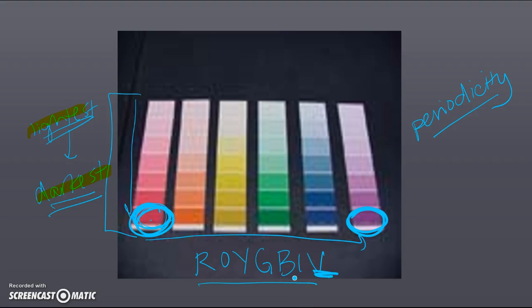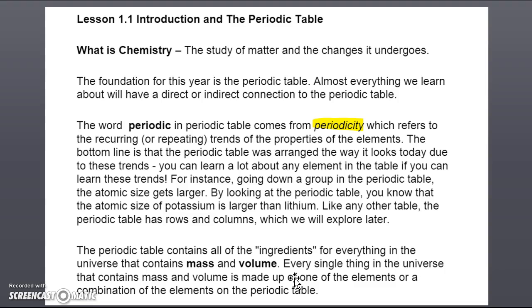Now this is very similar to the periodic table, since in the example I had said earlier, essentially you can learn a lot about these elements based off of their position. So if we go back to this example of the atomic size of potassium versus that of lithium, since potassium is further down a column, we can just assume that it has a larger atomic size due to these trends.